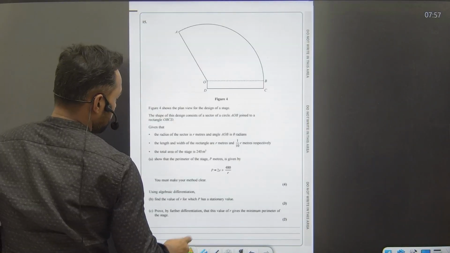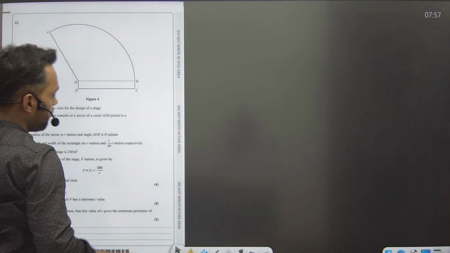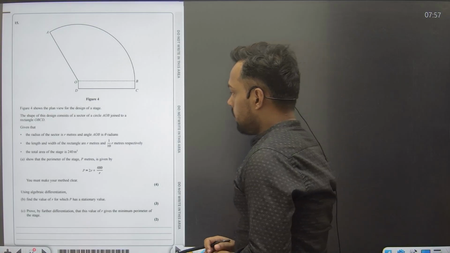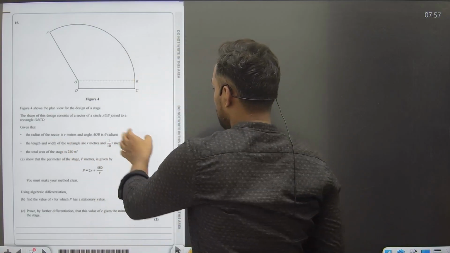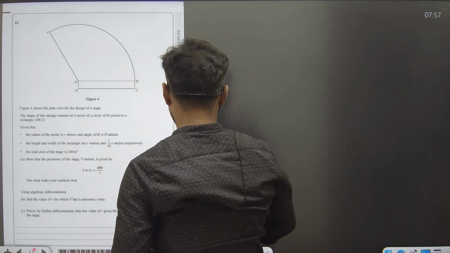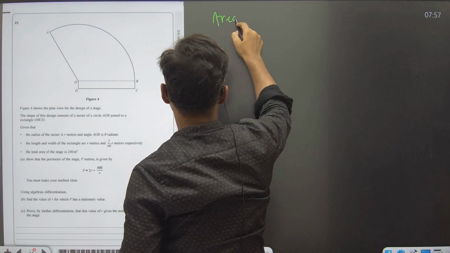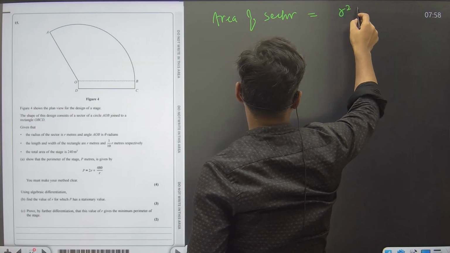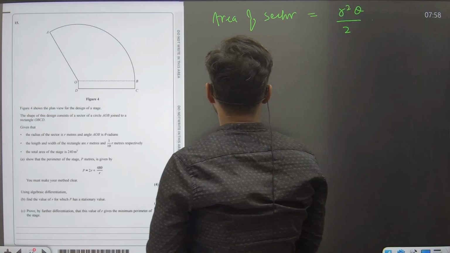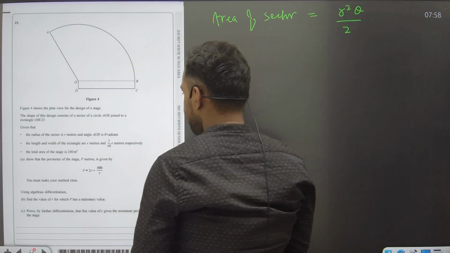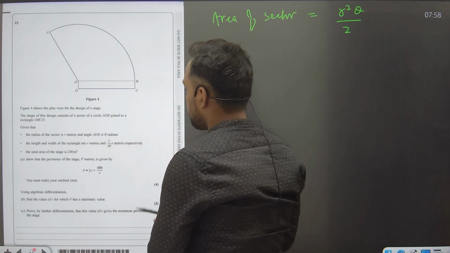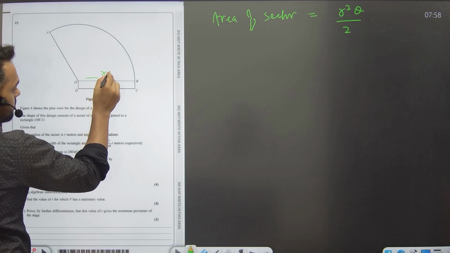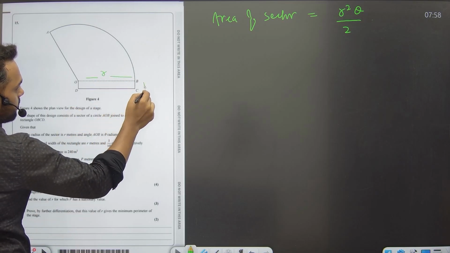Yeah, this is the particular surface which they have provided us. The radius of the sector is r meters and angle AOB is theta radians. So we know the area of a sector is r square theta by 2. This is the area of a sector. Now the length and width of the rectangle are r meters and r by 10. So the length is r and the width is r by 10.